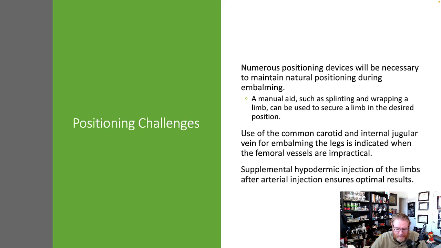Use of the common carotid and internal jugular vessels for embalming the legs is indicated when the femoral vessels are impractical. This is when you may have to go digging around to get a tibial or a popliteal artery. Supplemental hypodermic injection of the limbs after arterial injection ensures optimal results. Fancy way of saying, even after you've tried sectional injection, maybe you should go in with a hypovalve trocar and surface compresses.